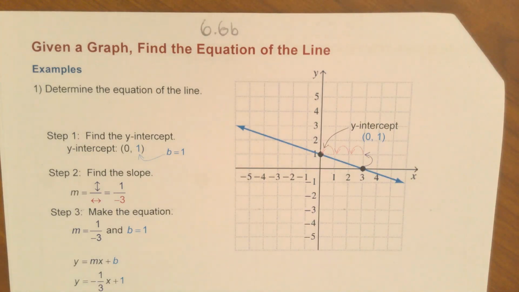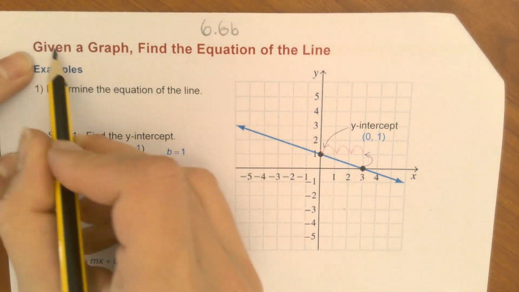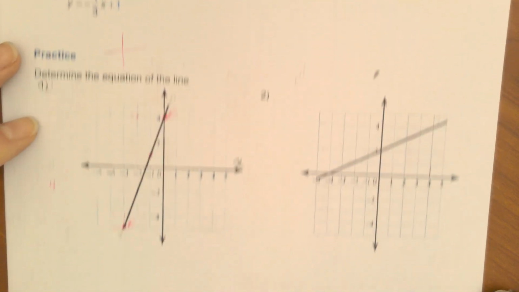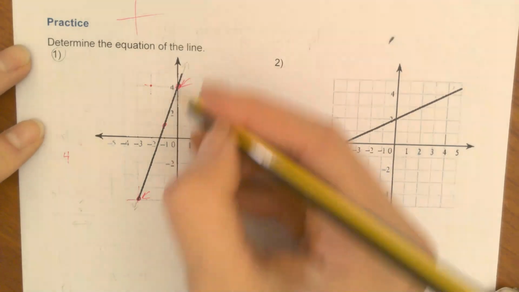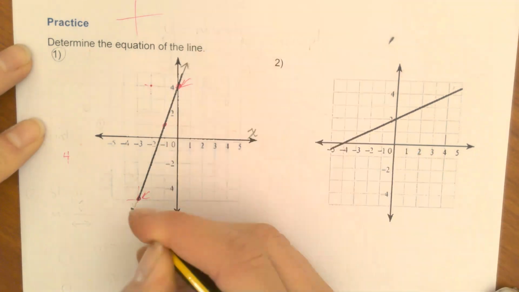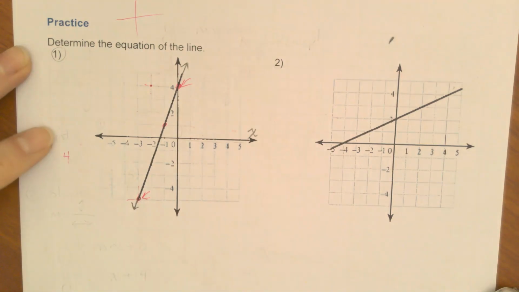Okay, so we're still in book 6.6b, and this time, if we're given a graph, then we have to find the equation of a line. So here, we're given this graph. This is a line. Let's make it into a line. It needs some arrows at the end. And I have to come up with the equation of the line.